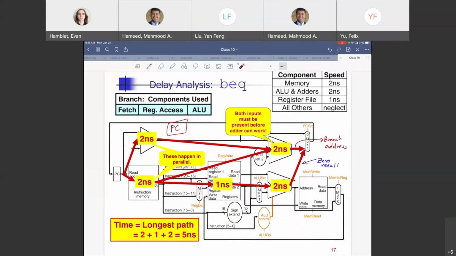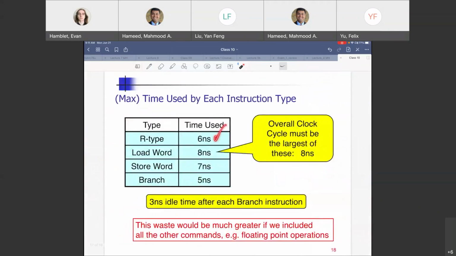Shortest so far, right? So we have got 5, 6, 7, 8. I think we have got all those 4 options now. So for R type, 6 nanoseconds, 8 was for load word, 7 was for store word, and for branch, it was 5 nanoseconds. However, our overall clock rate, the clock rate that we associate with this MIPS ISA, has to be limited or constrained by our slowest instruction, which is 8 nanoseconds in this case. So that will give us how fast we can run this. This waste would be much greater if we included other commands, right? Like floating point and all the other instructions. Then the discrepancy between the slowest and the fastest instruction would be even more.